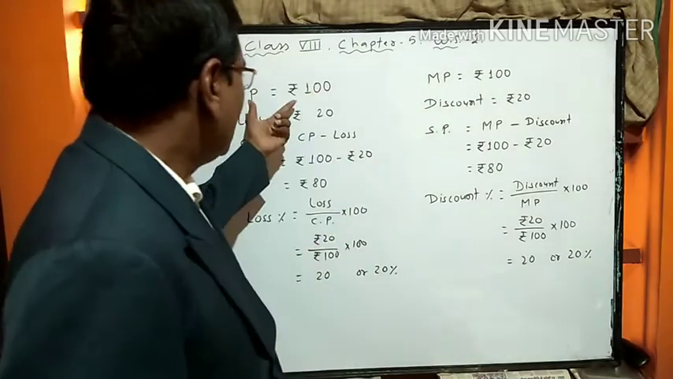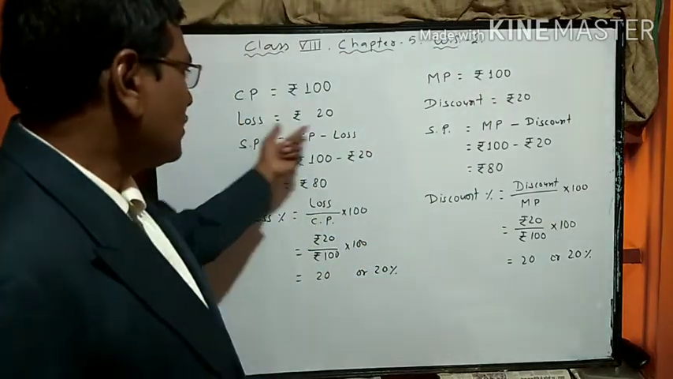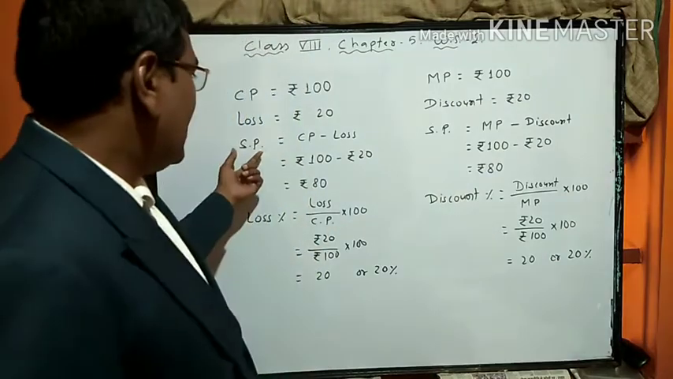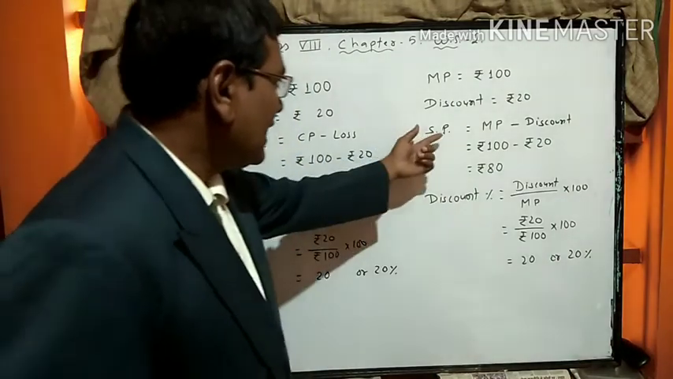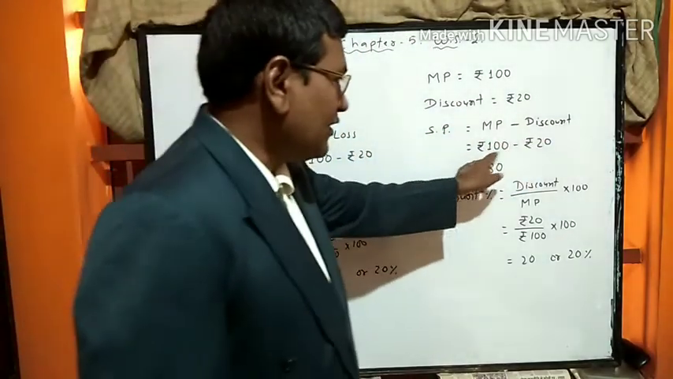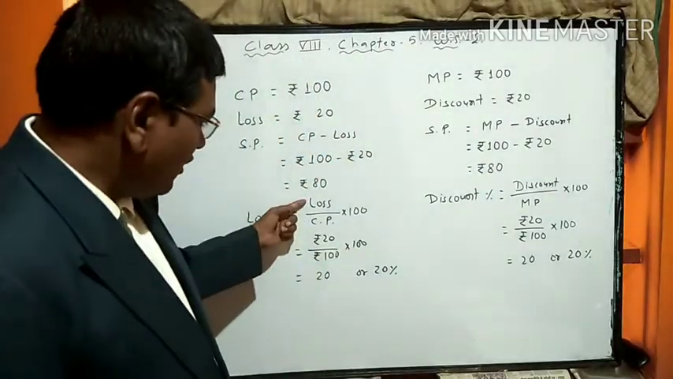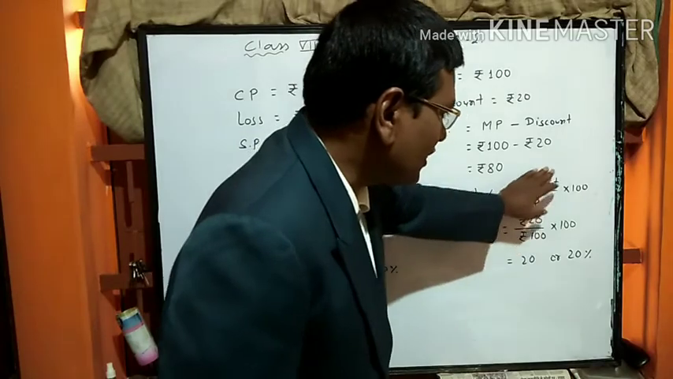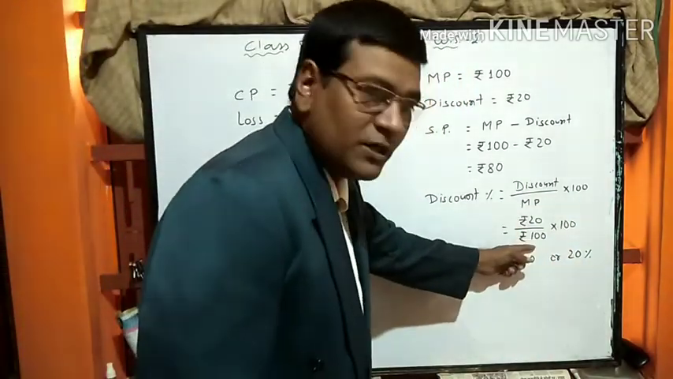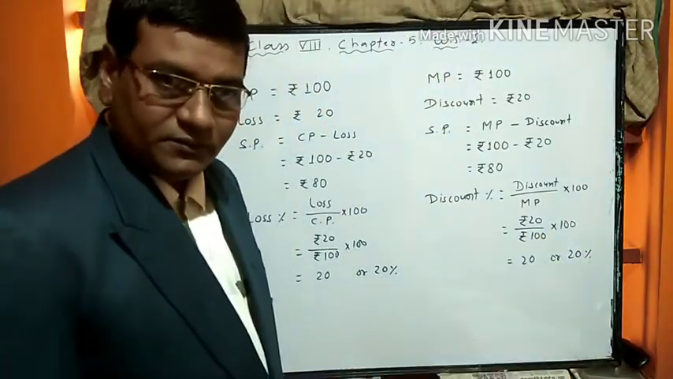In the same way, CP equal rupees 100, MP equal rupees 100. Loss equal rupees 20, discount equal rupees 20. SP equal CP minus loss, SP equal MP minus discount. Rupees 100 minus rupees 20 and rupees 80. Loss percent equal loss by CP. Discount percent equal discount by MP into 100. Rupees 20 by rupees 100 into 100. 100 cancel and it is 20 or 20%.